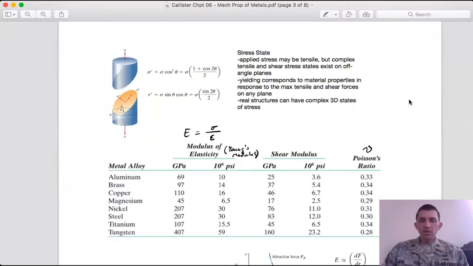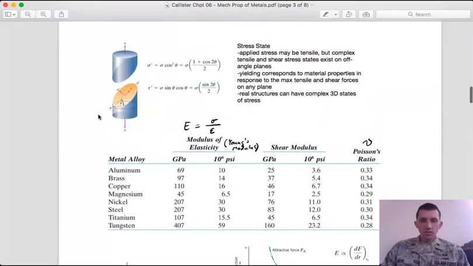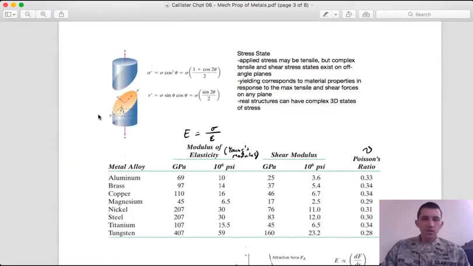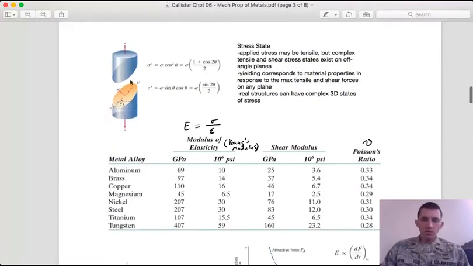And we'll see when we talk about dislocation motion in our next lecture that in single crystal samples, you actually get yielding along these planes and kind of a stair-step pattern of yielding as this crystal deforms. So it's in response to reaching the limit of shear first. But the big point there is that you have a complex state of stress within the material.